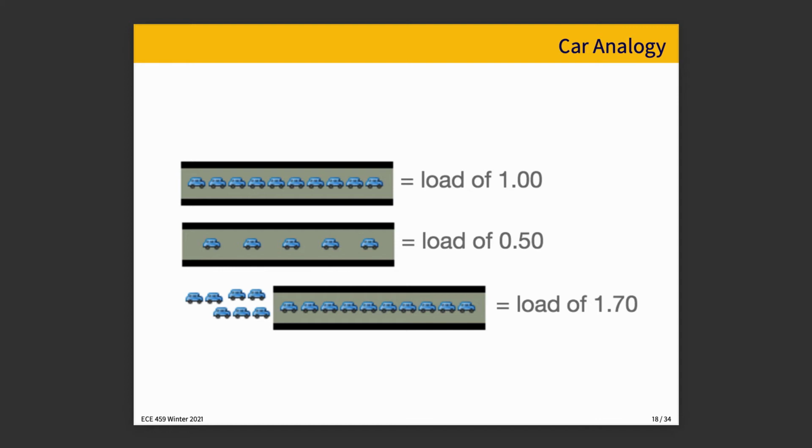Or if you wanted it in a car analogy, where each car is of load 0.1, with a load of 1.00, the bridge is completely full, couldn't squeeze any more cars in if you wanted. A load of 0.5 means about half of it is being used, and 1.70 means that the bridge is full, and there's also some tasks that are waiting.